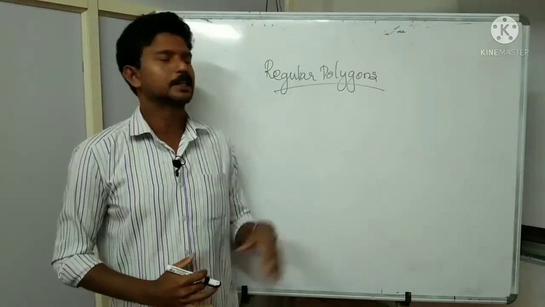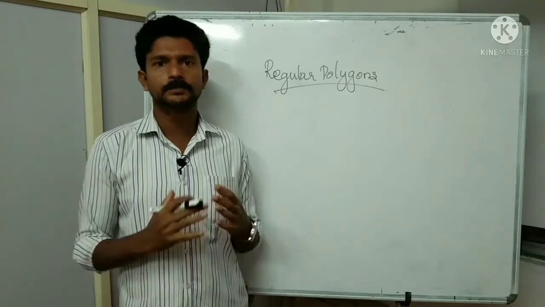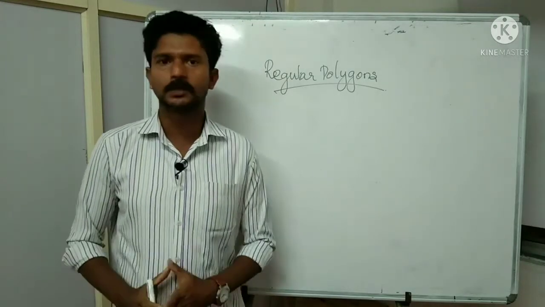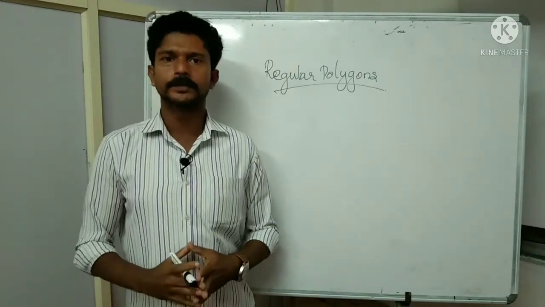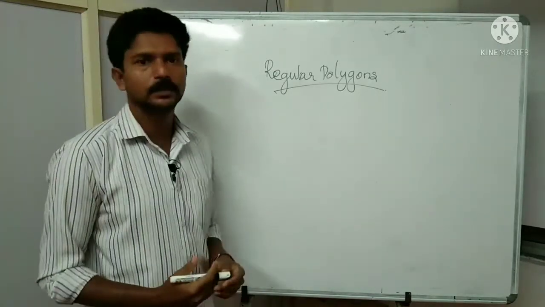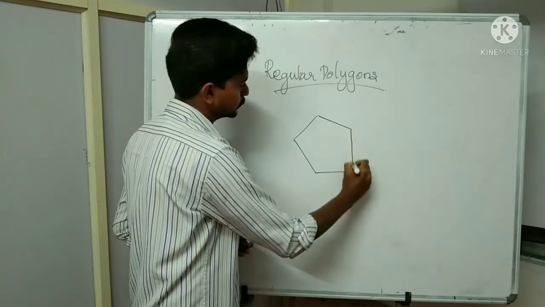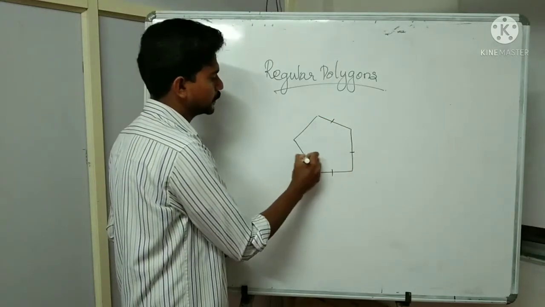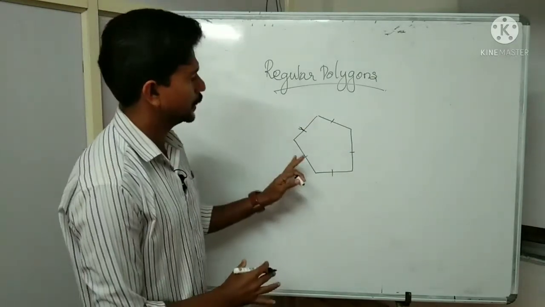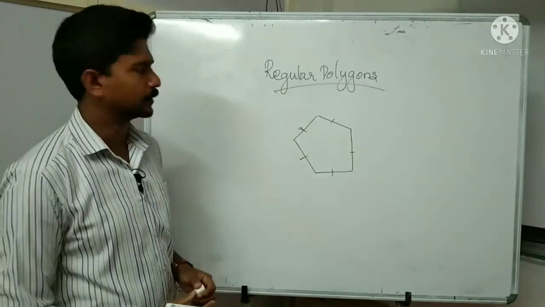Before going to the next question, let us understand some facts about regular polygons. We have seen that regular polygons are equiangular and equilateral. What does equiangular mean? All angles are equal. What does equilateral mean? All sides are equal, right? So let us take one figure. We can imagine that it looks like a regular polygon. Though it is not exact, we can imagine that all sides are equal and all angles are equal.